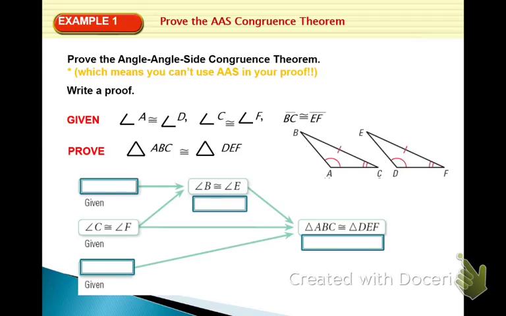All right, so here you can see we're going to prove the angle side theorem, so we can't use angle side in our proof. We've got our given, we've got our proof. What we have to prove is that the triangles are congruent. So the first thing we have to do, we've got two boxes with the reason given for both. We've got to figure out which of these two givens. Well, one of them is already used, C congruent to F. We eliminate that one. We've got to figure out with A congruent to D and BC congruent to EF, which one goes in this box.